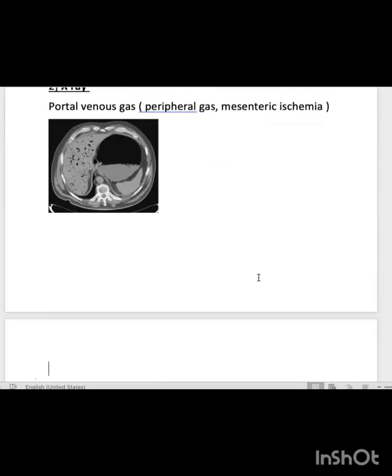Coming to X-ray. So you can see there are hypodense lesions all over the hepatic parenchyma. So these are portal venous gas. So what is portal venous gas? Portal venous gas is peripheral gas and is typically found in mesenteric ischemia. And if someone finds portal venous gas on CT, that means you have to act very fast.